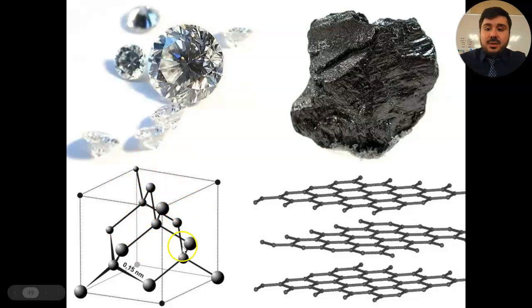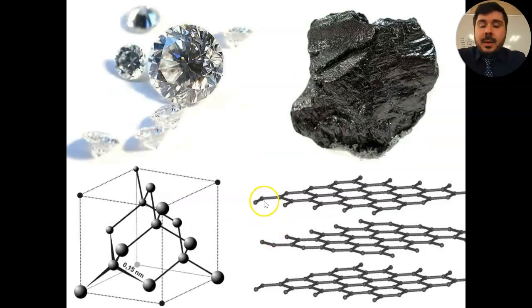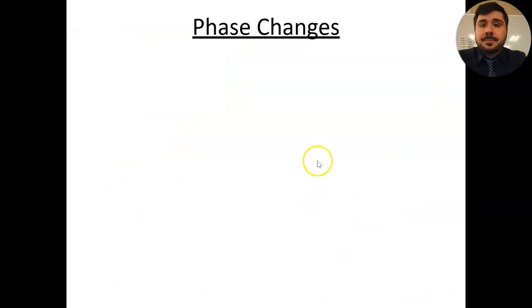You need this to form in order to actually form diamonds. That's why diamonds only really grow under immense pressure and heat, because you get these really cool, intricate looking patterns that are called unit cells. And that's the main difference. Both of them are solids, both are made up of carbon, but the makeup of the carbon atoms is so entirely different that they give rise to an entirely different substance.